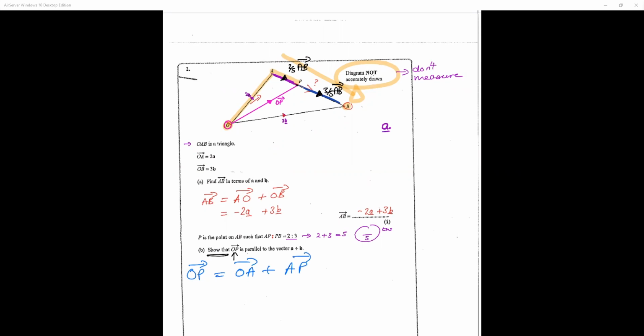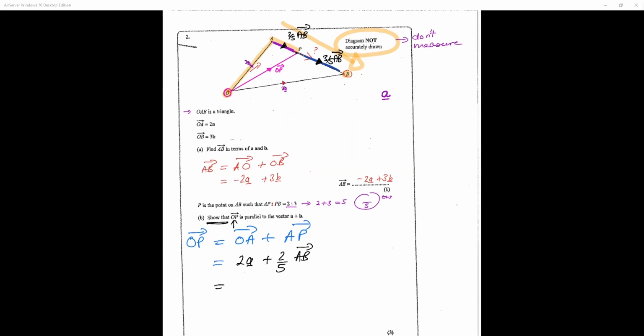AP, lovely. What is OA? OA is 2a. And what is AP? It's going to be 2/5 of AB. Fantastic. You must write that down properly first. Next, so then we're going to have to explain.